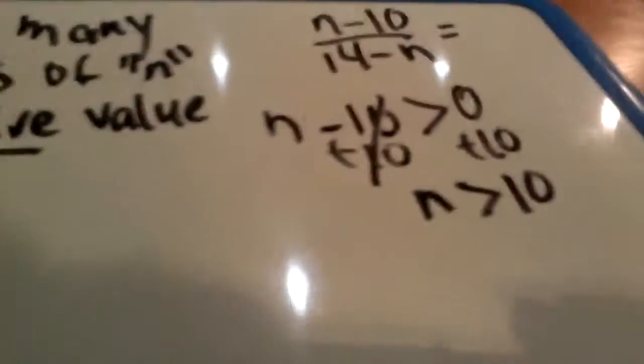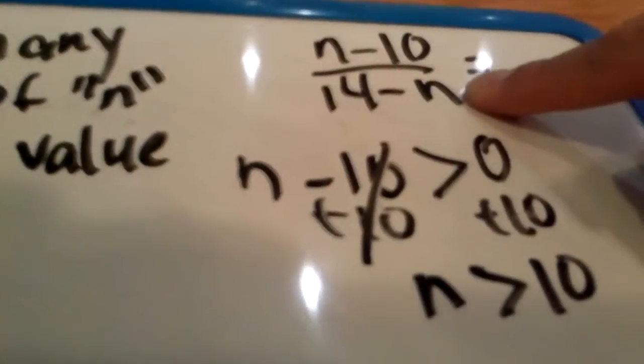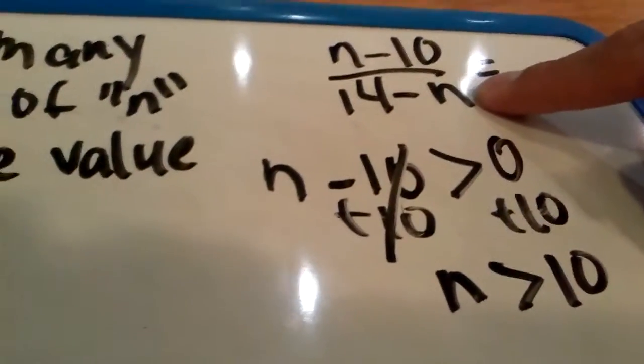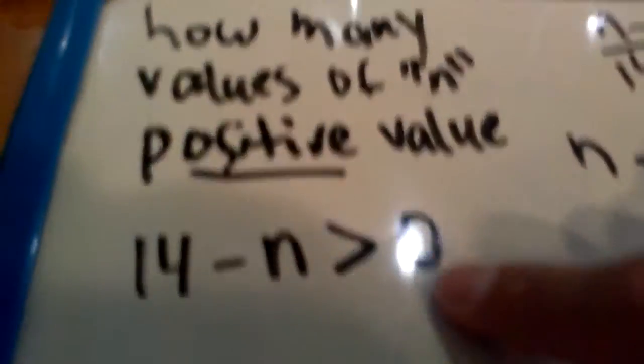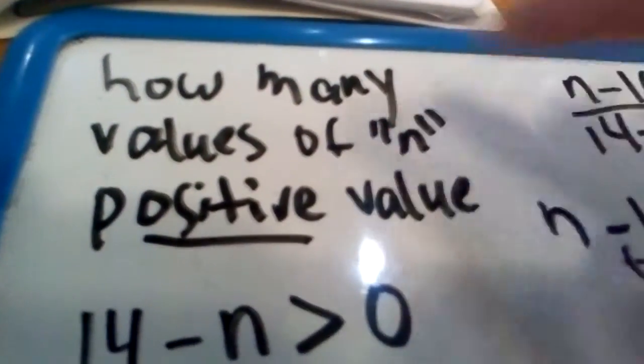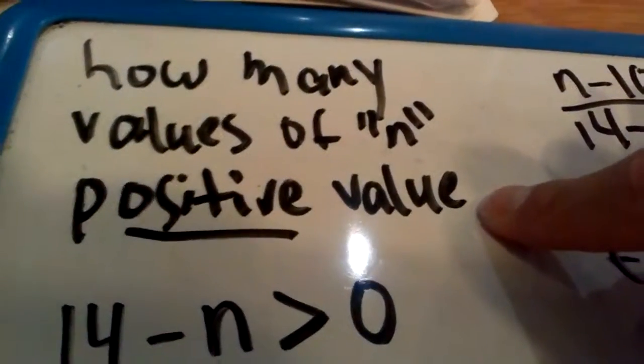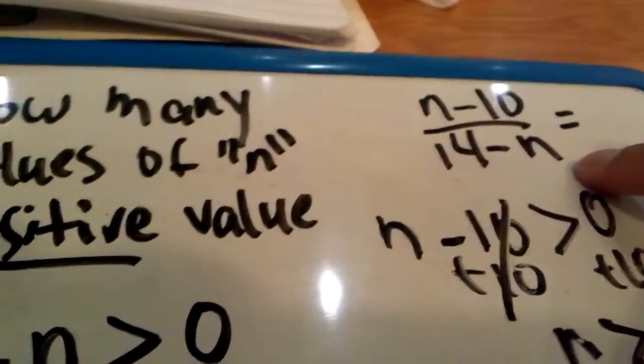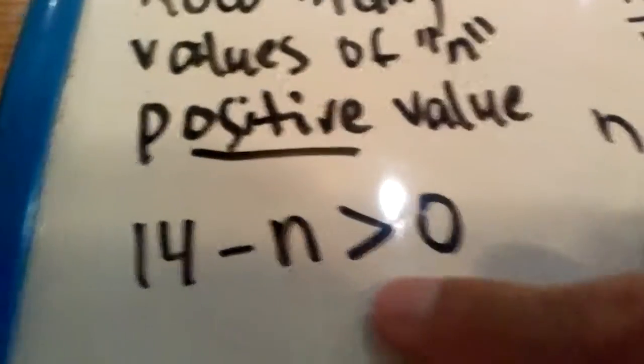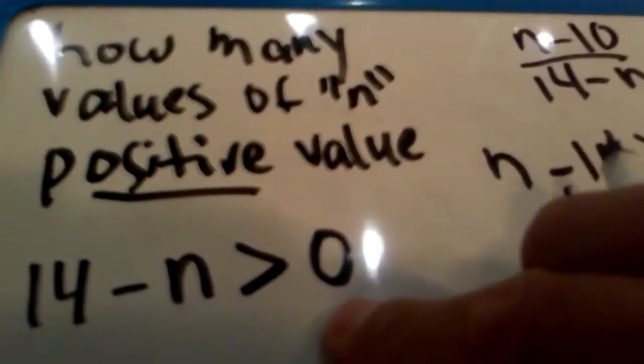Let me leave that, and take a look. Then we need to rewrite that bottom part, the denominator. Again, this time set it to be greater than 0. So we'll do that here: 14 take away n, whatever comes out of that must be greater than 0. And why are we doing it like this? Greater than 0, greater than 0. Again, because it says there, for how many values of n will this expression here have a positive value? That's why we're doing greater than 0, because every number greater than 0 has a positive value, right?